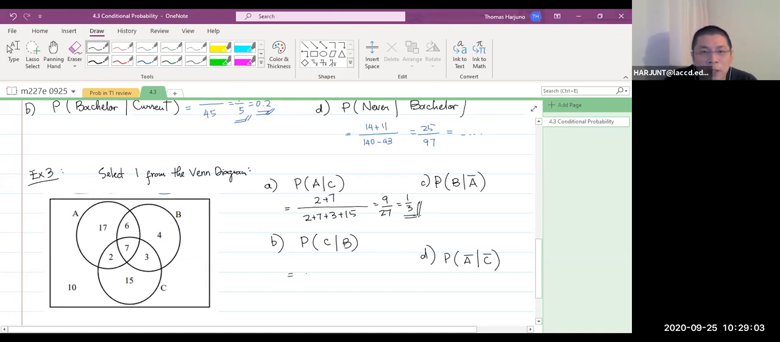And then part B. What is the probability of selecting an element in C knowing that person is in B? In B is 6 plus 4 plus 7 plus 3, which is 20. Okay, but of those 20 elements, how many in C? That's 7 plus 3. Right, so that's 10. That's 1/2 or 0.5. Am I okay?